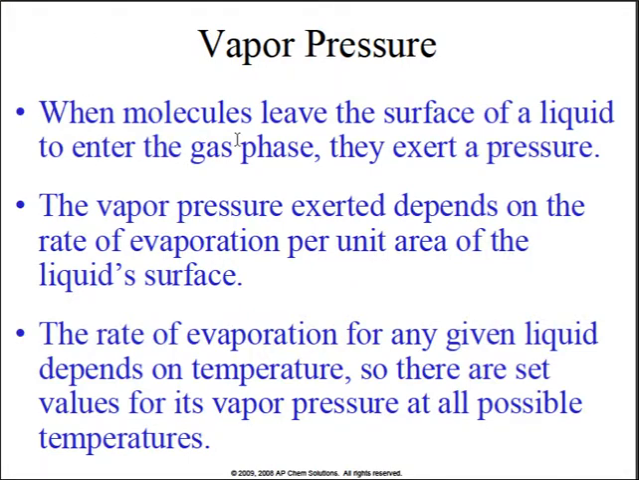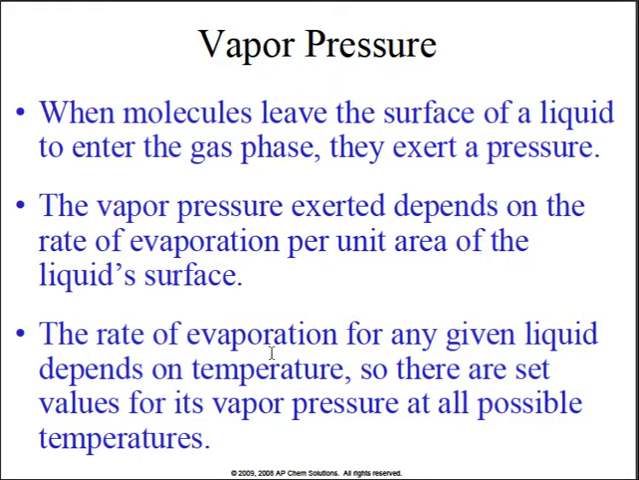So here it says when molecules leave the surface of a liquid to enter the gas phase, they exert a pressure. Remember, in a liquid, technically we're not going to talk about its pressure, but when it turns into a gas, it's going to have a pressure because it's going to fly around and hit the side of the container. So the vapor pressure is the pressure exerted by that gas, and it's dependent on the rate of evaporation. If the rate of evaporation is fast, then we're going to have a high vapor pressure because now we're putting more gas into the air. If the rate is slow, then it is low pressure.